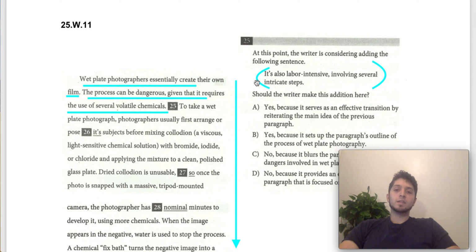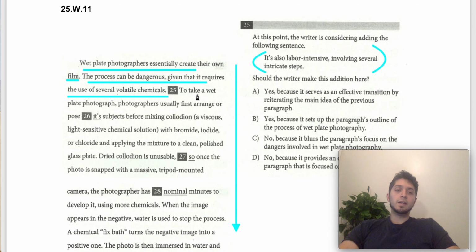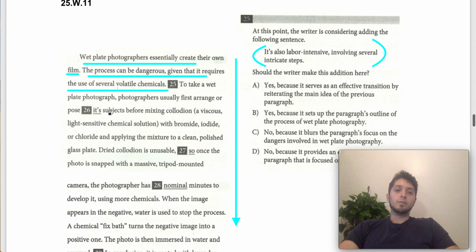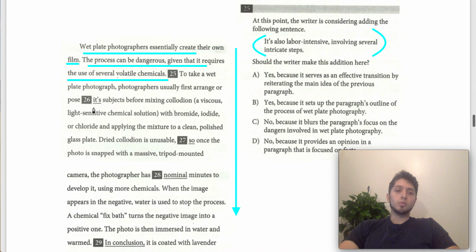However, if we ask ourselves, does it interrupt anything, we should notice that this sentence here says the process can be dangerous because it uses several volatile chemicals. And the next sentence that's already here says that to take a wet plate photograph, photographers usually first arrange or pose subjects before mixing collodion, a viscous, light-sensitive chemical solution with bromide, iodide, or chloride, and applying the mixture, etc. So these right here are a list of volatile chemicals, right? Light-sensitive, all these volatile chemicals are being mentioned here.